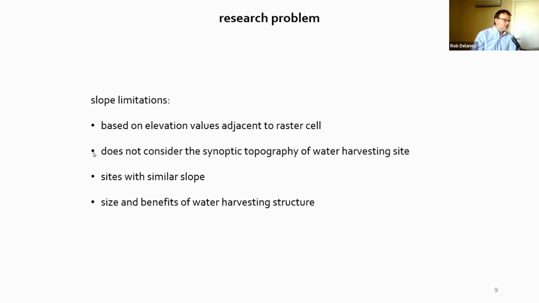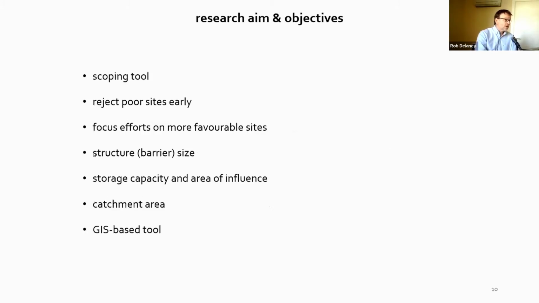They're also looking at the slope at one point. It doesn't tell you the benefits of that water harvesting structure, and so it doesn't tell you how much water this structure or barrier will retain. And if two sites are the same slope, how do you know which site is the better site? What is the size of the barrier of one site, and what are the benefits of that barrier going to be? So while you can use slope, there are quite a number of limitations. So we set out to create a tool.